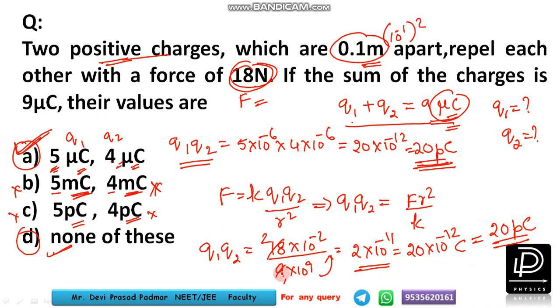That means we got the product of those two charges equal to 20 picocoulomb. And here also, if you consider these two charges, the product is 20 picocoulomb itself. Therefore between 5 microcoulomb and 4 microcoulomb, the force value must be equal to 18 Newton. Therefore what we have selected, that first option, is the correct answer. Okay, yes.